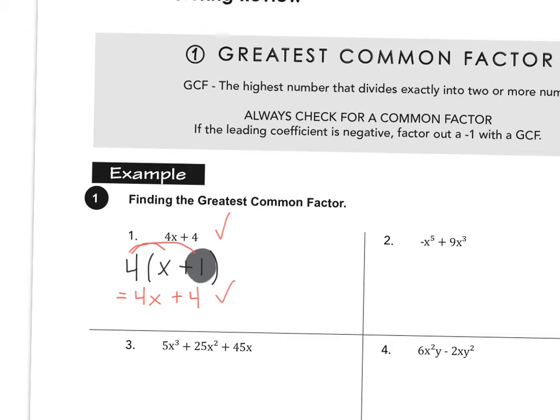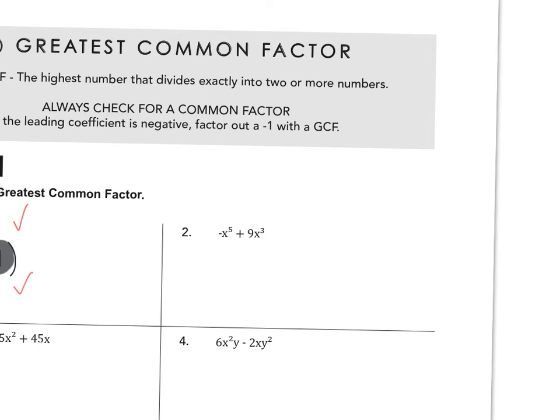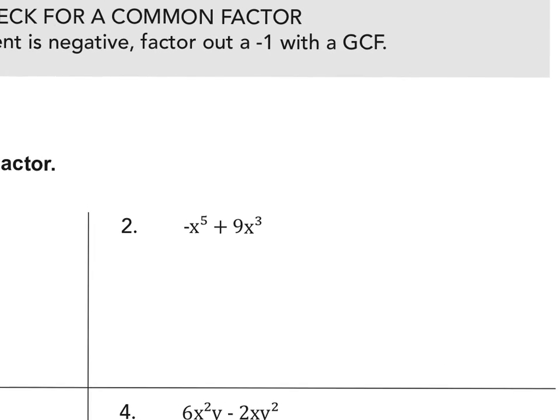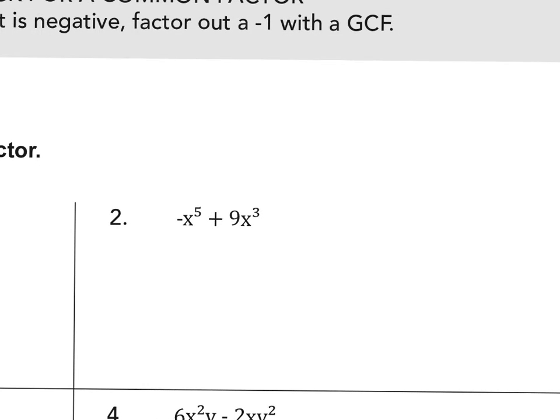For our next example, we have the polynomial negative x to the fifth plus 9x to the third. As you can see in the note in the gray box above, I said if the leading coefficient is a negative, you must factor the negative out with a GCF. In this case, this expression is the same as negative 1 times x to the fifth plus 9x to the third. Our leading coefficient is negative 1, and therefore we need to make sure that comes out with the GCF.